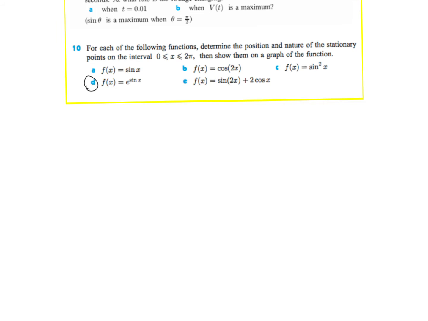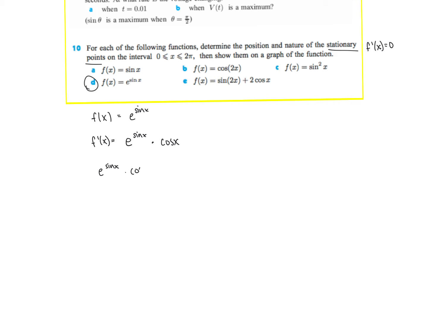So again, when it says stationary points, that means the first derivative is equal to 0. Okay, so for 10D, we have e to the power of sine x. Now we're going to take the derivative, and this is going to require chain rule. So we're going to do the derivative of the outside, which is e, leaving the inside the same, times the derivative of the inside, okay?